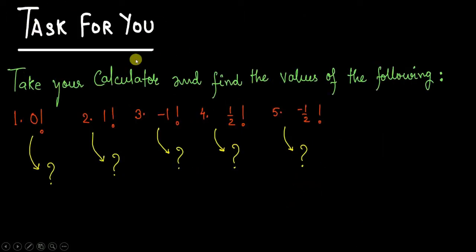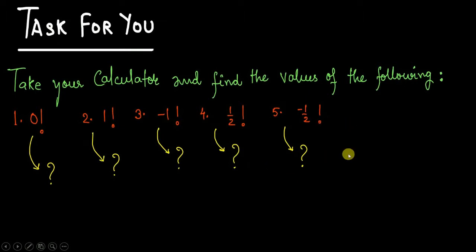Okay, so there is a task for you. Take your calculator and find the values of the following. Please involve in the task, pause the video, get the solutions of these and comment in the comment box what answers you are getting. Unless and until you involve yourself, you won't be understanding much. So please take out your calculator and solve this. So 0 factorial, 1 factorial, minus 1 factorial, half factorial, minus half factorial. I hope you have already calculated this.